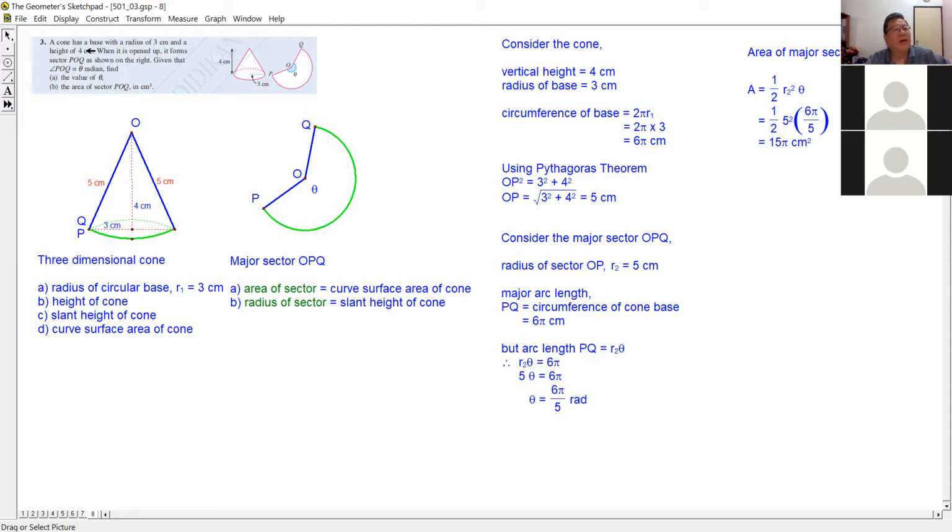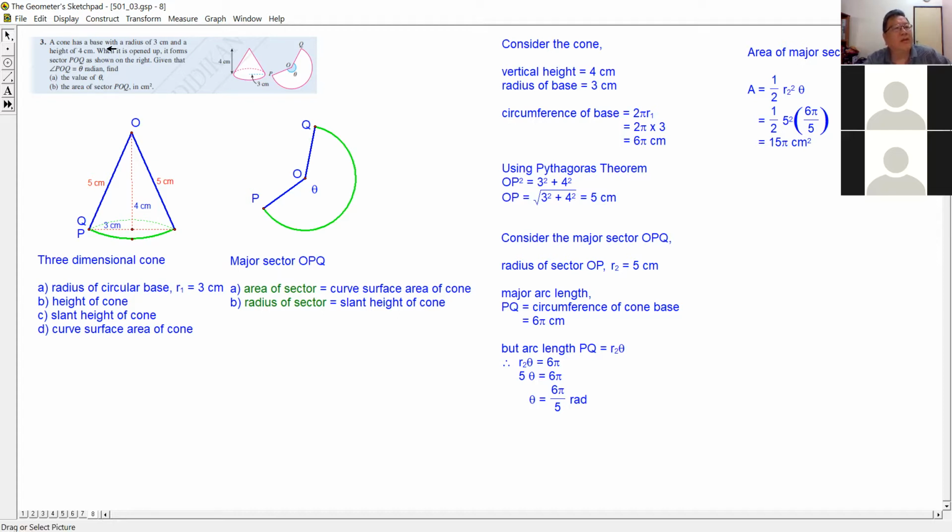A cone has a base. Are you looking at the problem, or the background is the problem, the Geometer's Sketchpad, correct or not? Can see. Yes, yes. Yes, okay.